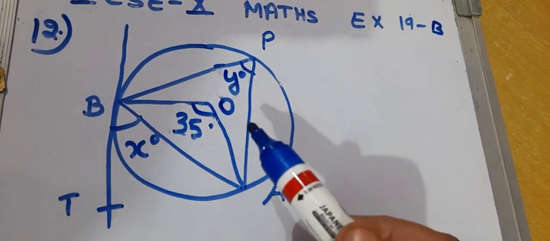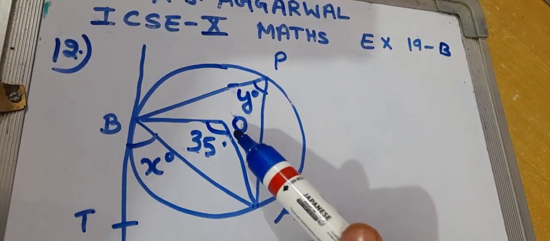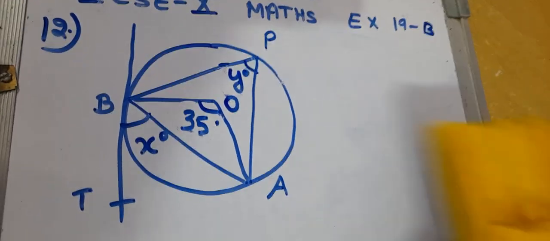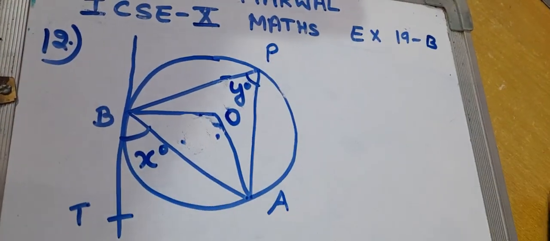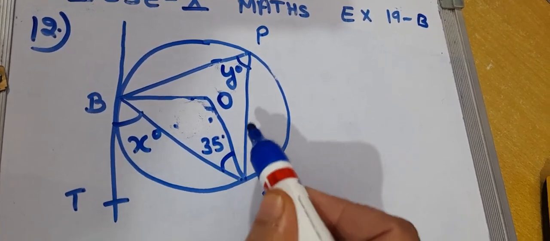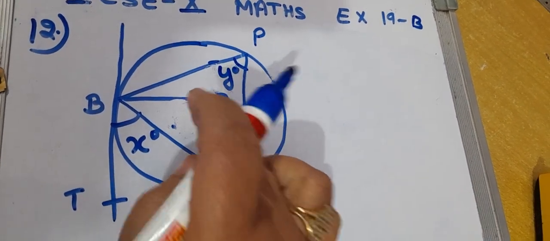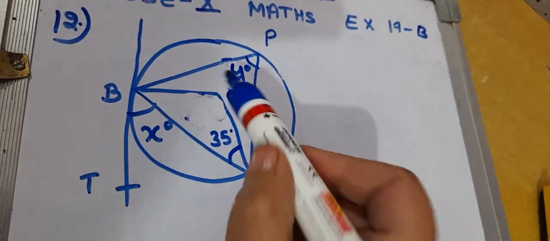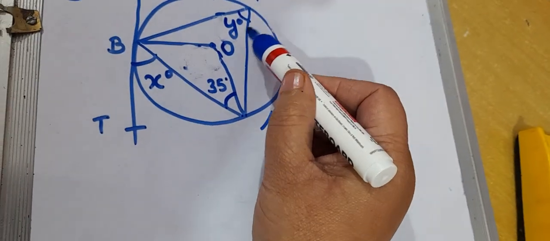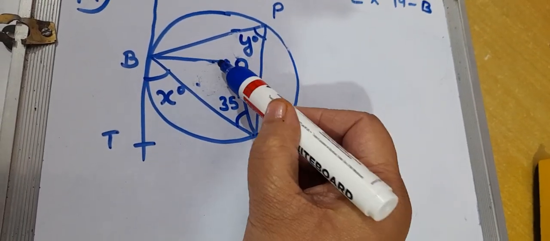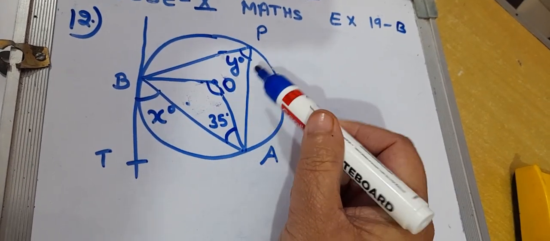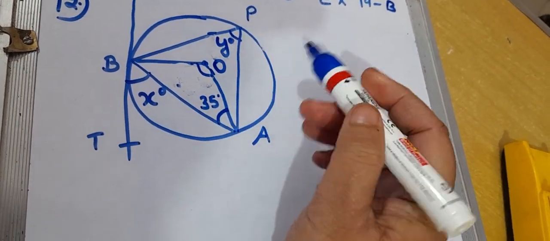Figure in your book, the angle is marked here, but actually we are given angle OAB 35. So make the correction. This angle OAB is 35 degrees and we have to find angle X and Y. This is the center of the circle. So to find Y, first of all we will find the angle subtended by chord AB at center, then we will be able to find this.